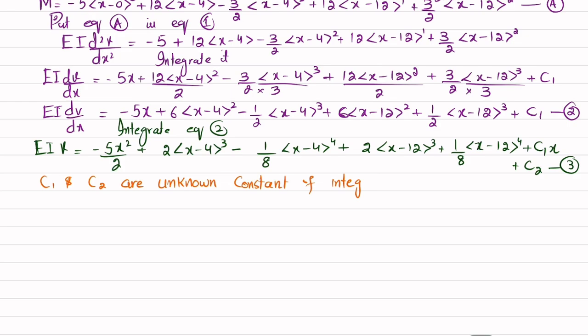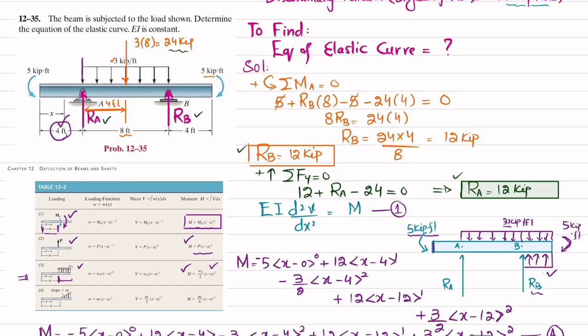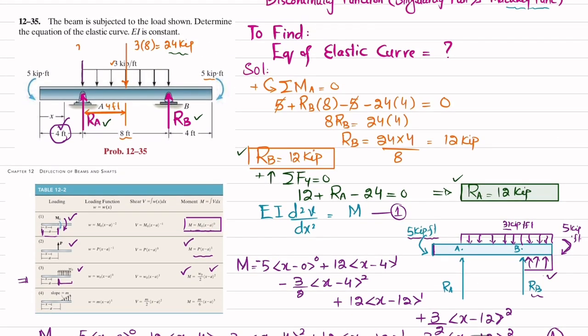and they will be defined by boundary conditions. So we'll write boundary conditions. What are the boundary conditions? So the first boundary condition is that at x is equal to 4 feet, we have deflection equal to 0. So let me show you over here. You can see here x is equal to 4 feet. So we have deflection equal to 0 because there is a support.